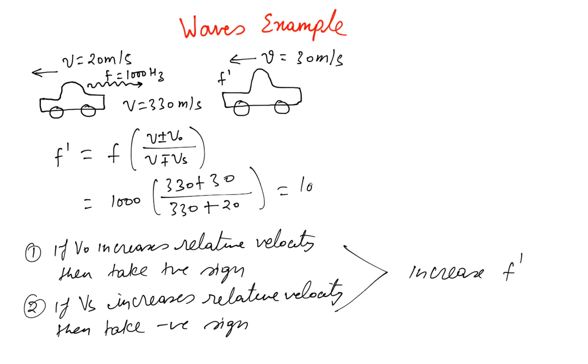And this is nothing but 1000 multiplied by 360 divided by 350. And you can calculate this number. It will be something like 3600 divided by 350 hertz, a little more than 1000. Okay, and we'll take more examples on the Doppler effect.